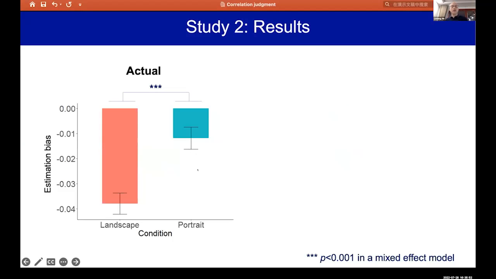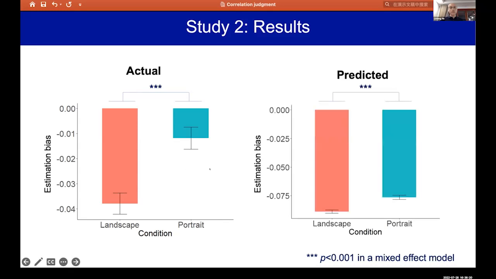And then again, here's an overview of the group level results. For the actual judgment bias, we find that in both conditions, participants underestimate correlations, right? But we also find that the underestimation bias is stronger in the landscape condition than in the portrait condition. And this is consistent with existing literature as well. So this is not surprising.